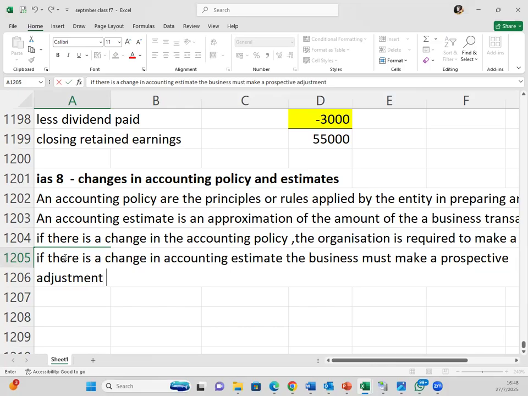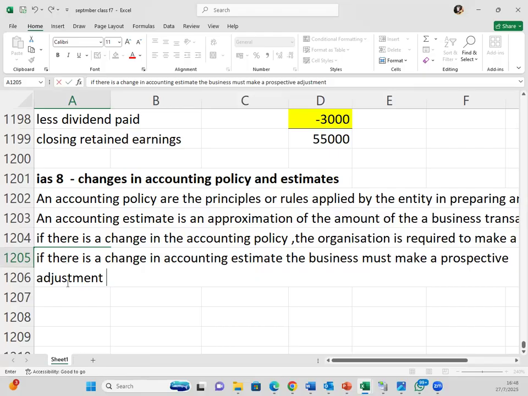So a prospective adjustment, we are changing from this year going forward. We don't adjust the price. So we change from that year going forward. That is if it's a prospective adjustment. So I think that's just about the standards.